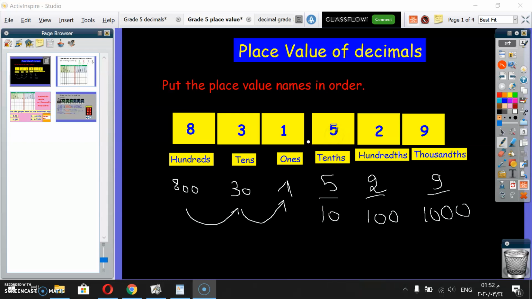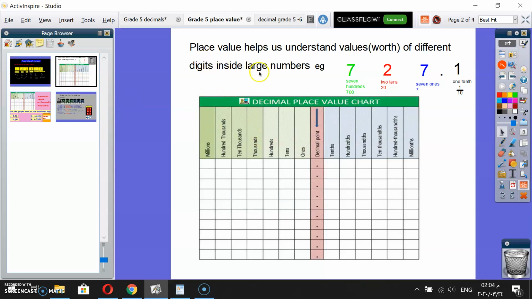And if we have, for example, 8, we write it as 8 divided by 10 because it's a tenth. The second one is hundredths, so we write 2 divided by 100. And the third one is called thousandths, so we write it as 9 divided by 1,000. And if we have another digit here, for example, 4, it's a ten-thousandth, and it will be represented as 4 divided by 10,000. So place value helps us understand the values of different digits inside large numbers.